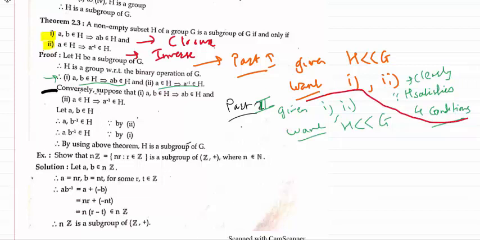This is our first part. Second is, we have been given these two conditions. For any two elements of H, it satisfies the closure and inverse properties. So our job is to prove H is a subgroup, meaning we have been given the closure and inverse properties.